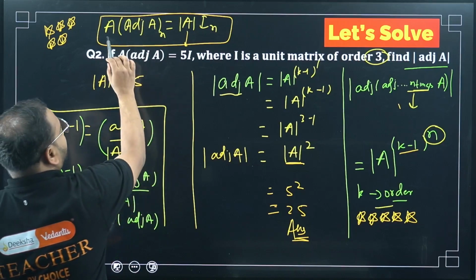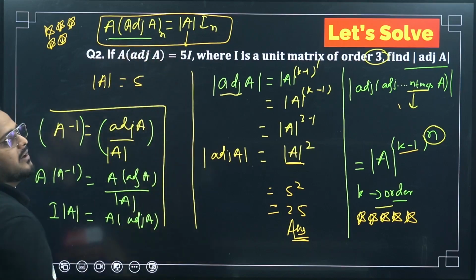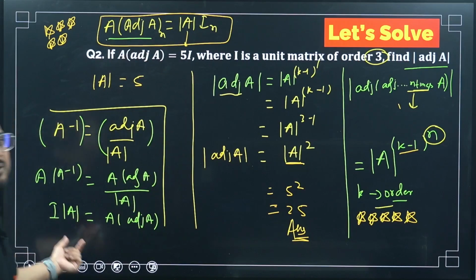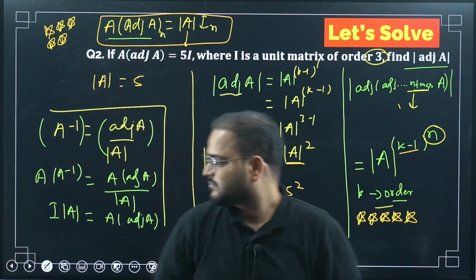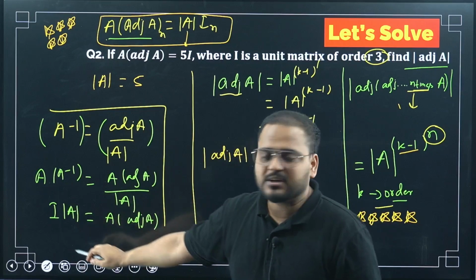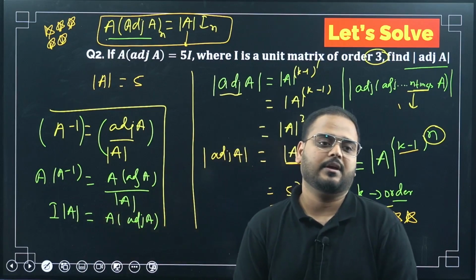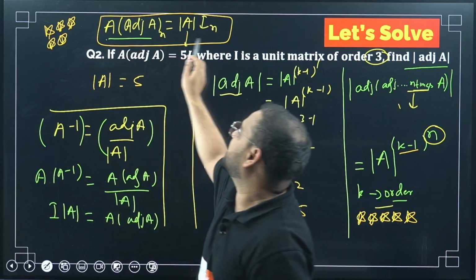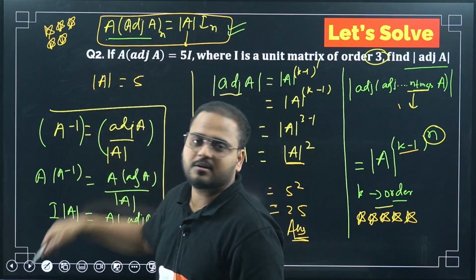So that's what is written here. A adjoint A is equal to determinant of A times I. The same thing is written here, right? Exact same thing. A adjoint A is simply I times determinant of A. So this condition is verified now, from the inverse condition.